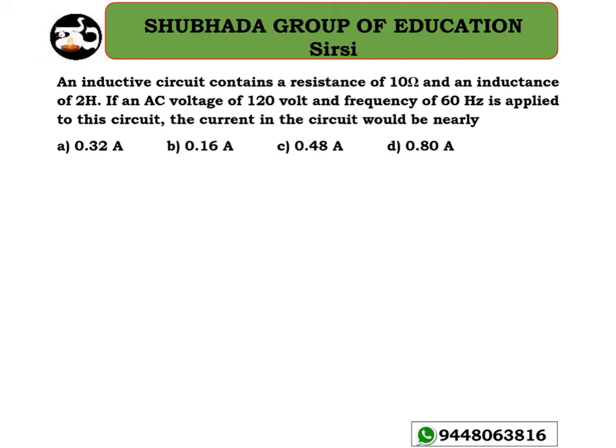The next problem says that an inductive circuit contains a resistance of 10 ohm and inductance of 2 Henry. If an AC voltage of 120 volt and frequency of 60 Hz is applied to the circuit, the current in the circuit would be nearly. Again the same type of problem. I need to calculate the value of IRMS. The current flow in the circuit is always IRMS equal to VRMS divided by Z here.